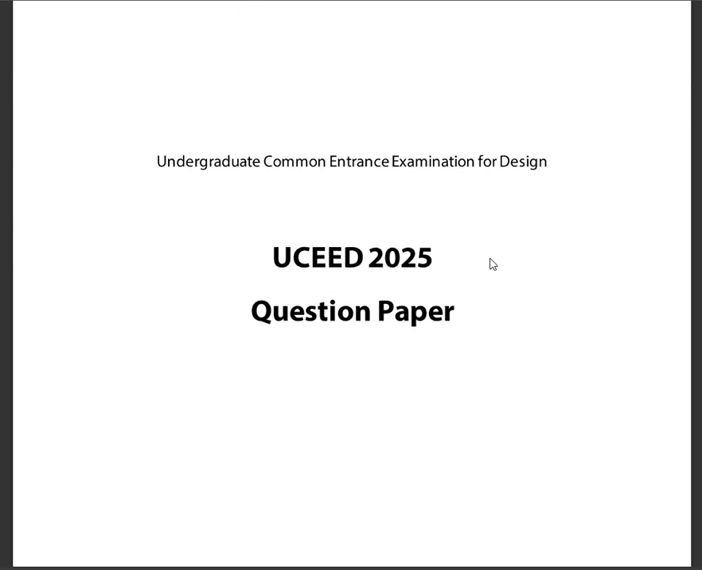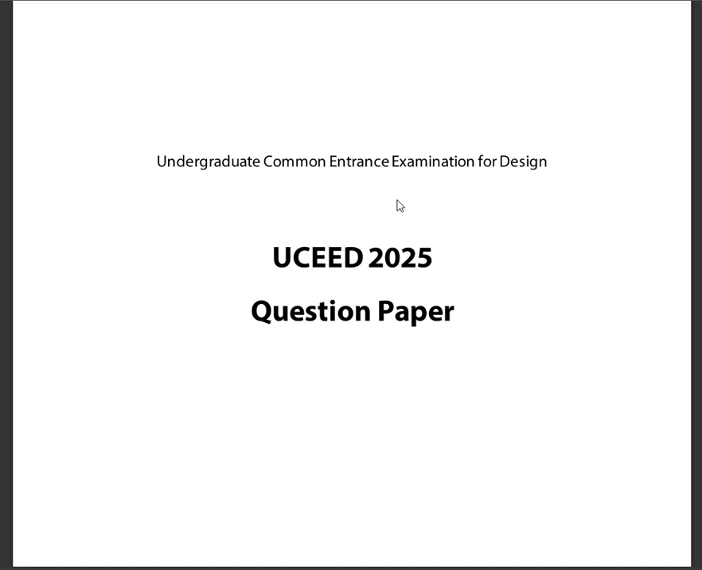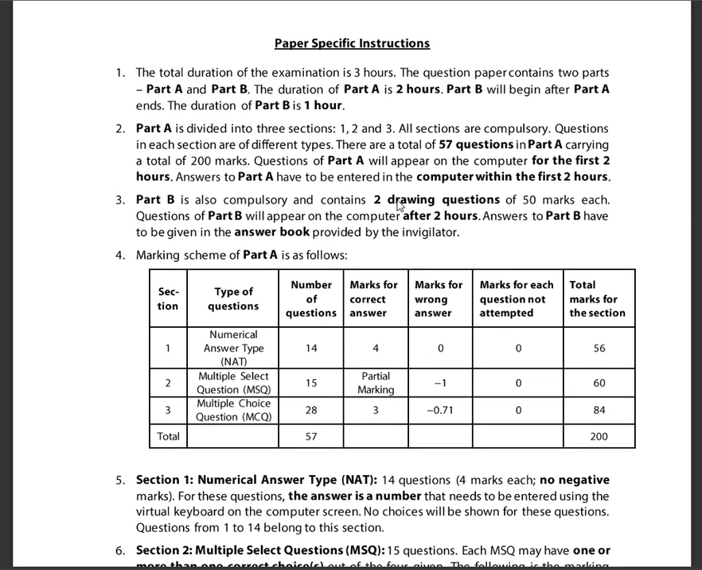So this is the UCEED 2024 paper. UCEED is basically the undergraduate common entrance exam for design. So if you want to learn design, then you should definitely go for this exam. UCEED is basically for the undergraduate program, as you can see. If you want to go for masters in design, then you have to give CEED, right? UCEED is the undergraduate common entrance examination for design. So this is the latest question paper of 2025.